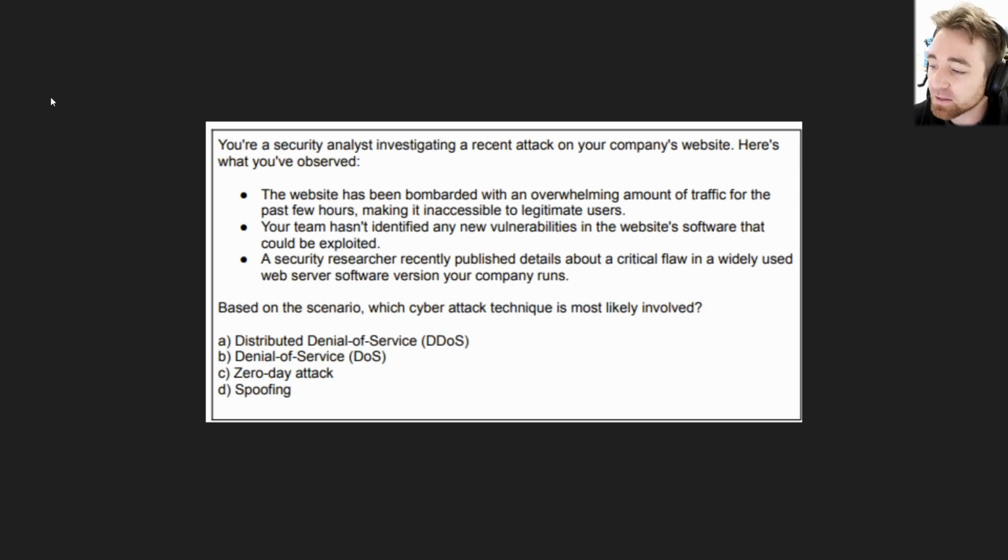Now, the next one says, you are a security analyst investigating a recent attack on your company's website. Here's what you have observed. The website has been bombarded with an overwhelming amount of traffic for the past few hours, making it inaccessible to legitimate users. Your team hasn't identified any new vulnerabilities in the website software that could be exploited. A security researcher recently published details about a critical flaw in a widely used web server software version your company runs.